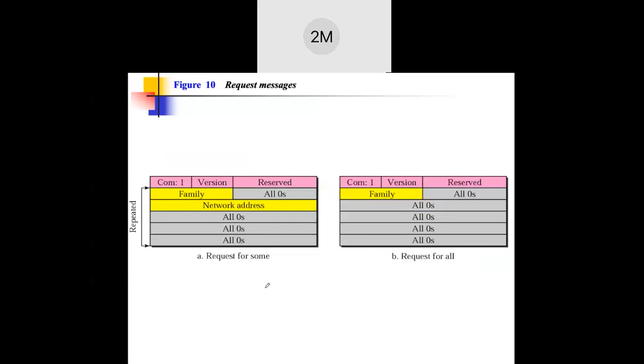So this is the request for a particular address, and if this is 0, it is a request for all. If the network address is mentioned, that is a request for some. If the network address is not mentioned, that is a request for all. So if you capture the packet in Wireshark, immediately you will get this information, whether this particular packet is unicasted or broadcasted.